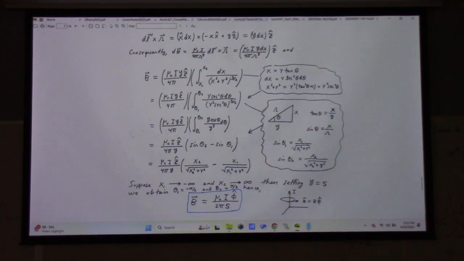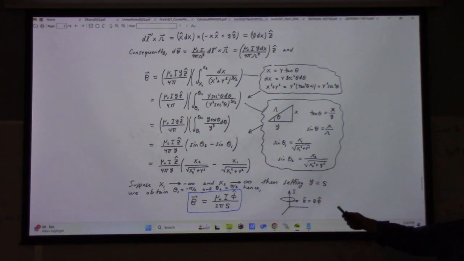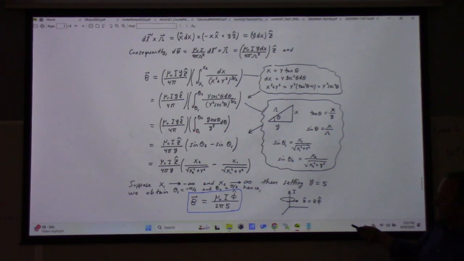And then, of course, if you let x1 go to minus infinity and x2 go to infinity, you end up with this going to 1 minus minus 1, which gives you a 2, which then gives you this, mu naught I over 2 pi s in the phi hat direction. And if you want to rewrite the line like this, the current like this, then the magnetic field circles the current like that, okay?